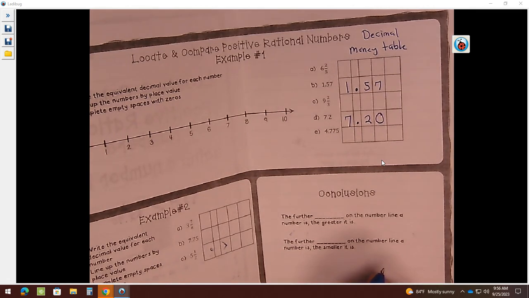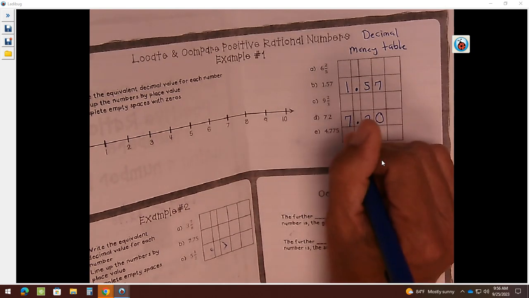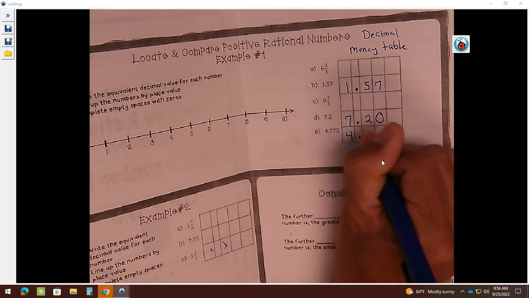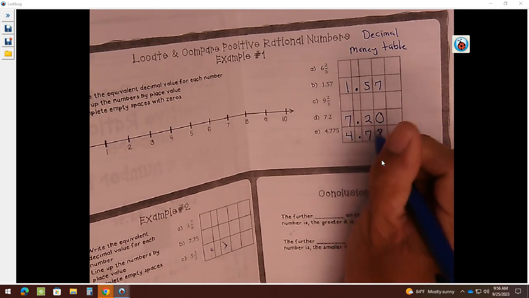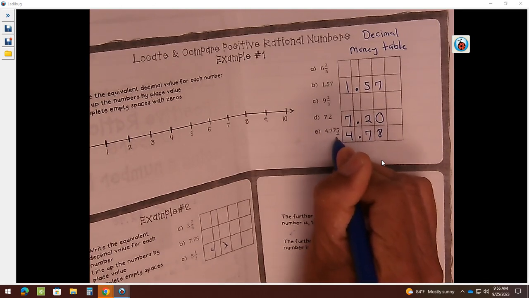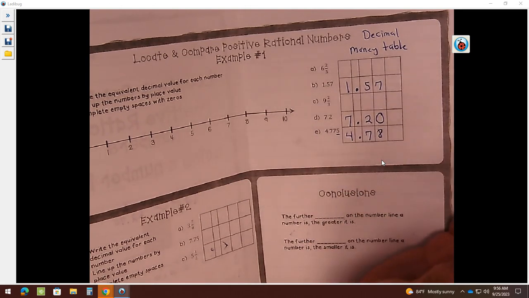The next one. 4.775. Is that one in decimal? Yes. In decimal, yes, but is it in money? No. So it'll be $4.77 or 78. It's up to you. I'm gonna go with 78 because if it's 5 or higher, we add one more. 4 or less, you let it rest. But does it matter? Not really.